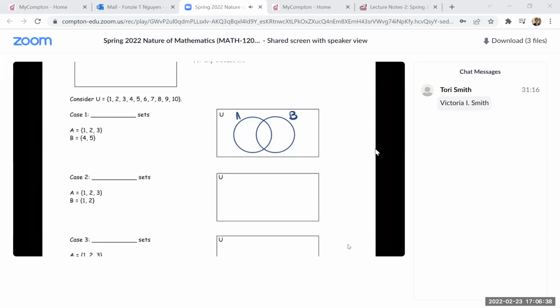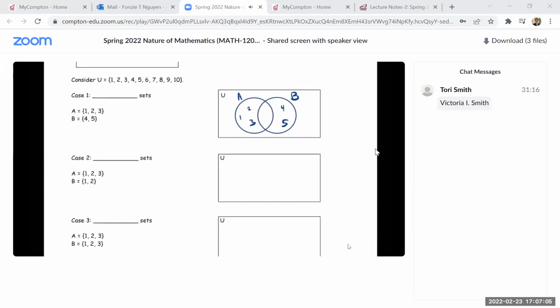In set A, we have 1, 2, 3, and in set B, we have 4, 5. Is there any overlap between these two? No. So that means you should write the 1, 2, and 3 over here, not in here, because that means it's also part of B. And then 4 and 5 should be over here, and there is nothing overlapping.